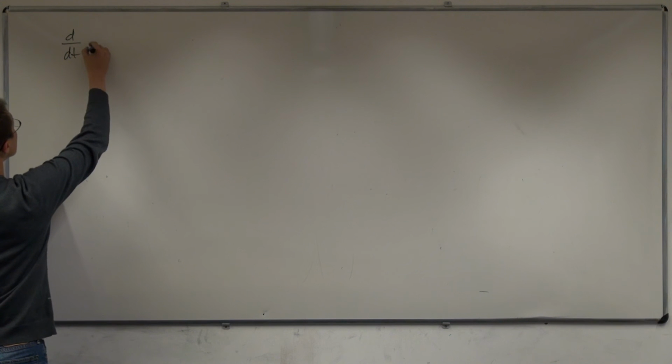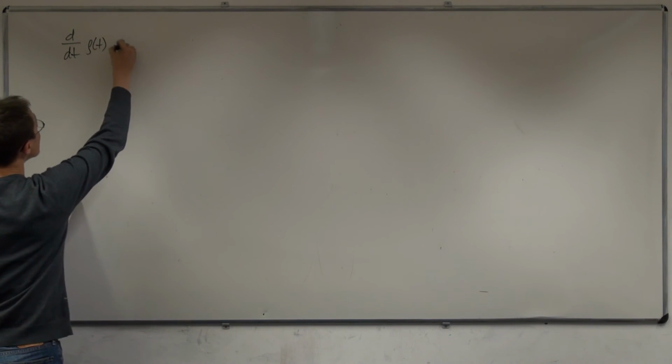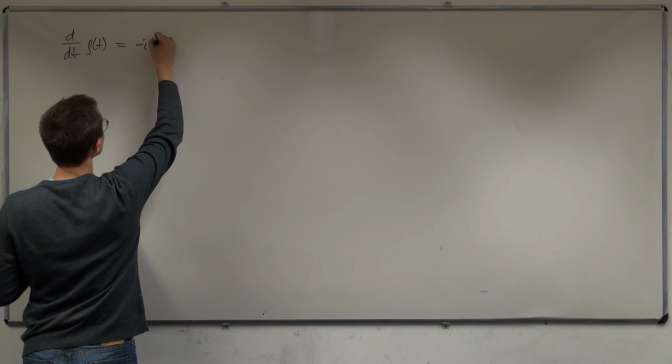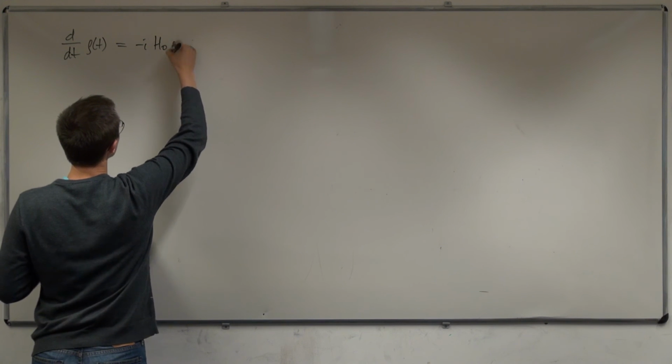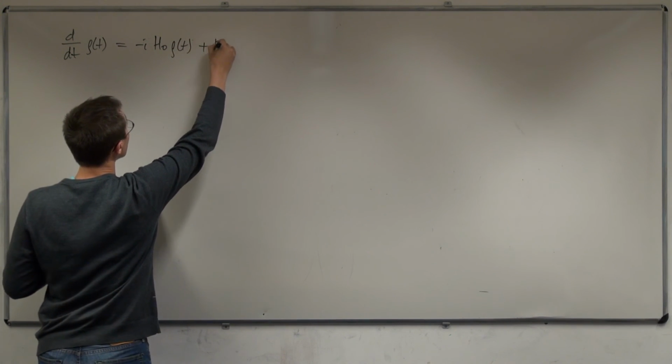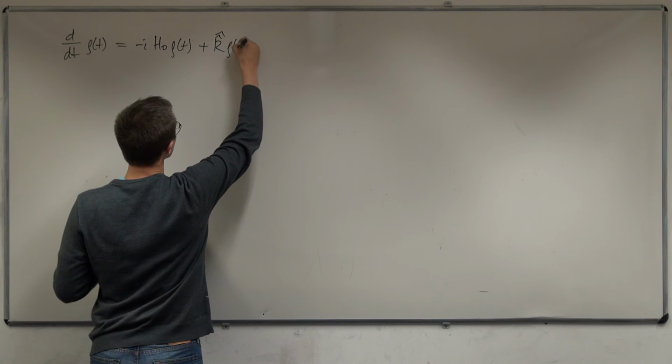So what we derived was d by dt of the density matrix rho equals minus I h naught of rho of t plus R double hat rho of t.